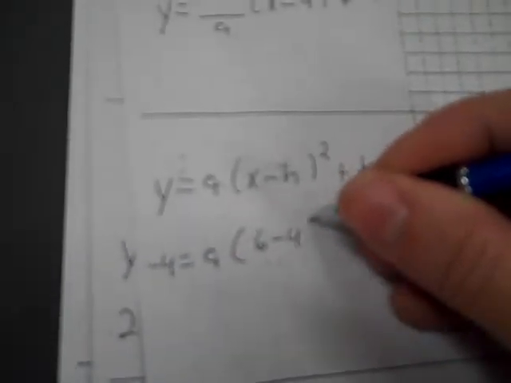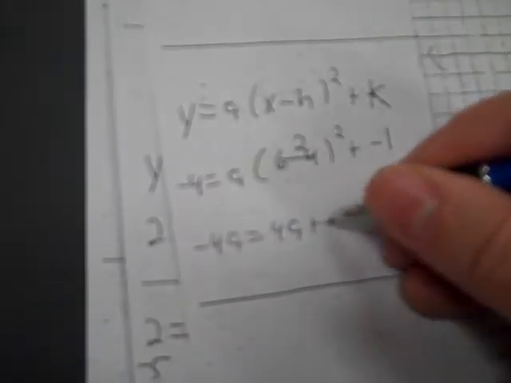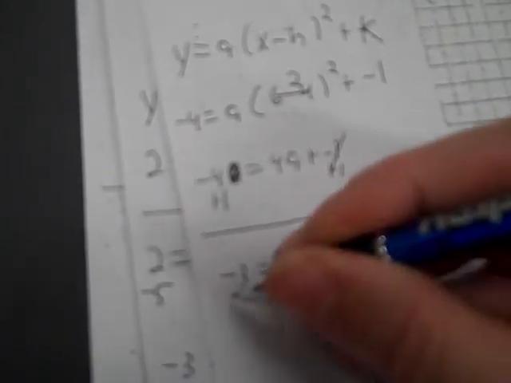So the y in the front is replaced with negative 4. Then you've got a. Then you've got x, which is 6, minus h, which is 4, minus 4 to the second power, plus k, which is negative 1. So 6 minus 4 is 2. 2 to the second is 4. Now a times 4 is 4a. Then plus negative 1. Then we add 1. Or no, why did I put an a there? That's just negative 4. Plus 1, so negative 3 equals 4a. And then I divide by 4. And then negative 3/4 is my a value.